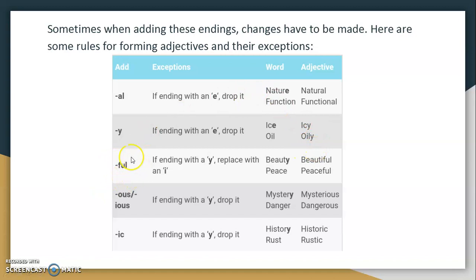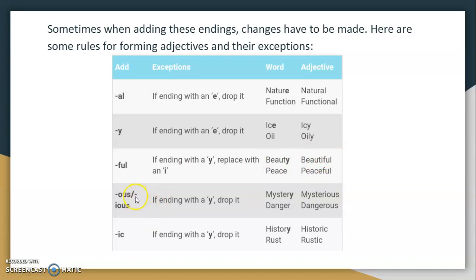For the suffix ful, if the root word ends with a y, you just have to replace it with i and add the letters ful. Let's look at this example, the word beauty. You replace y with i and add ful, and it becomes beautiful. Another word that can add the suffix ful is peace. You just have to add ful and it becomes peaceful.